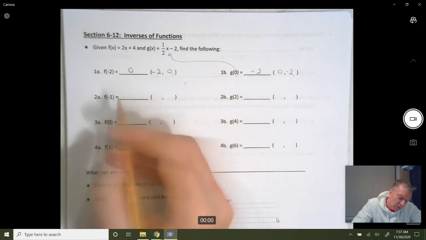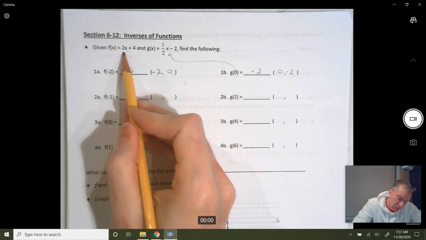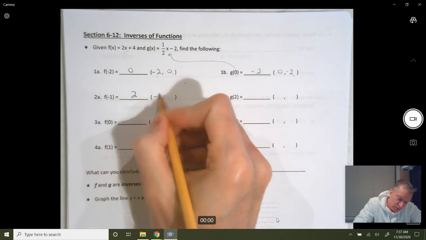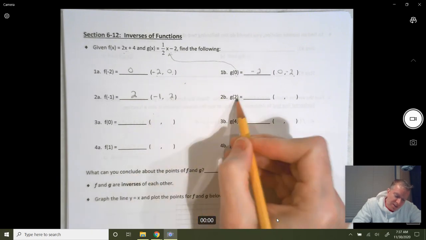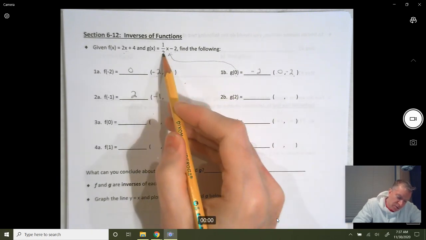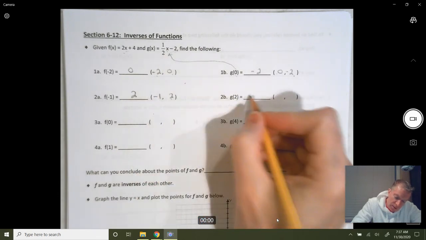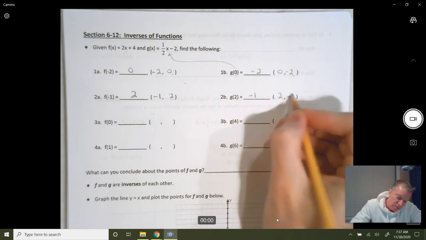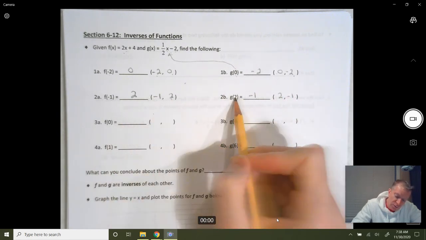Okay. Now we're going to plug in -1 into the f function. 2 times -1, -2, plus 4 gives you 2. So that's the point -1, 2. Now we're going to plug the 2 into the g function. 1/2 times 2 is 1. 1 minus 2 gives you -1. So that's the point 2, -1. So on the f function, we've got -1, 2. On the g function, we've got 2, -1.